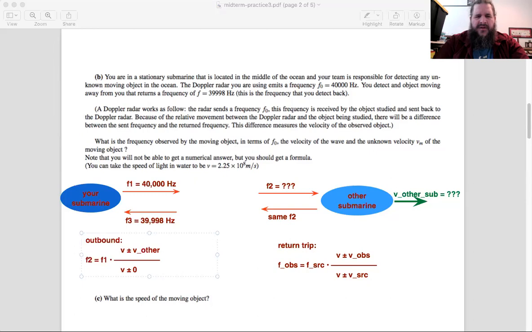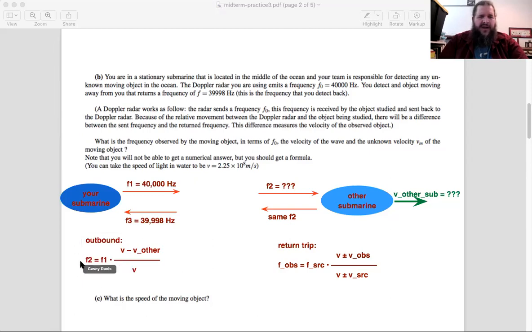And how would we decide whether to use plus or minus here? If the other sub is moving away from you, what would you expect to happen to the frequency? Yeah, if the other sub is moving away from you, that means the waves are going to be more spread out from the other submarine's perspective. It's going to take more time for each extra wave front to catch up. So that means we should expect a lower frequency. And in the numerator, we would want a lower value to create a lower result. And then plus or minus 0 is still just 0.